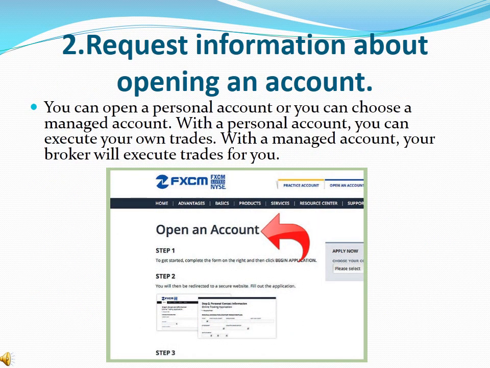2. Request information about opening an account. You can open a personal account or you can choose a managed account. With a personal account, you can execute your own trades. With a managed account, your broker will execute trades for you.